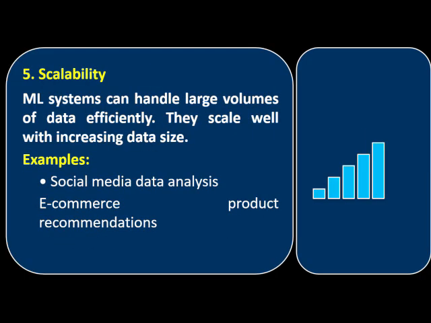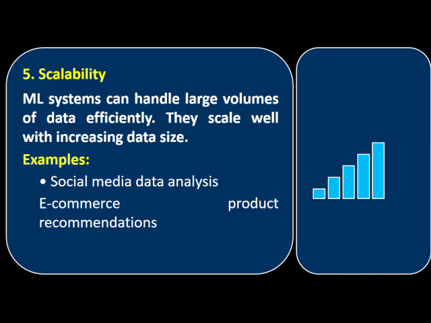So the next one is scalability. Machine learning systems can handle large volumes of data efficiently. They scale well with the increasing data size. Examples: social media data analysis, e commerce product recommendations.